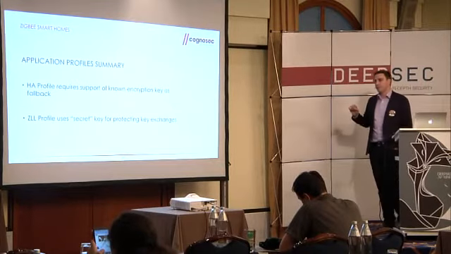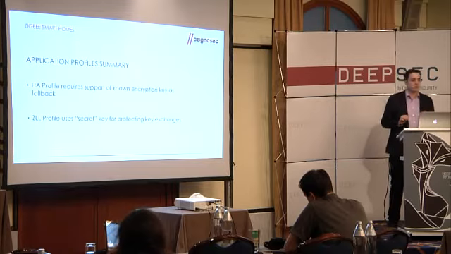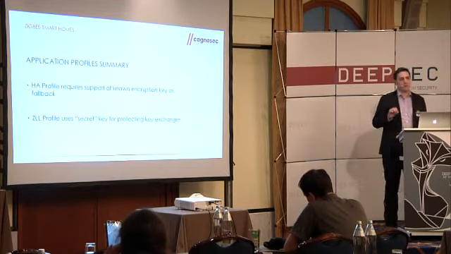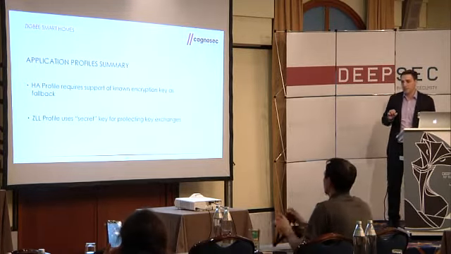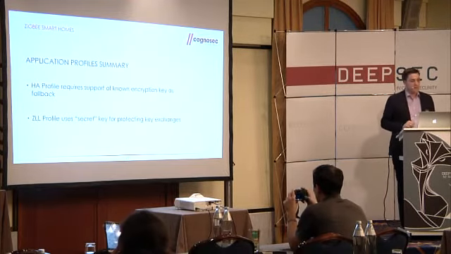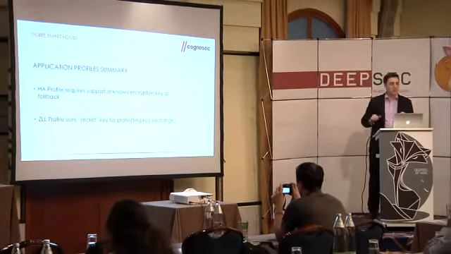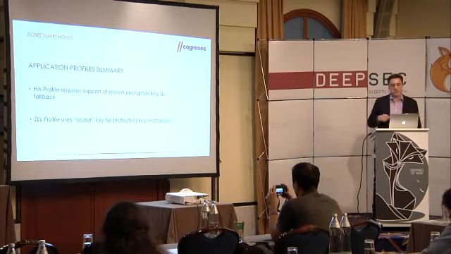To really point it out, the home automation profile requires you to support a known encryption key as fallback, which in practice means the same security level as doing a plaintext key exchange. And the ZigBee Lightlink profile uses a secret but known key for protecting these key exchanges. So they are vulnerable.